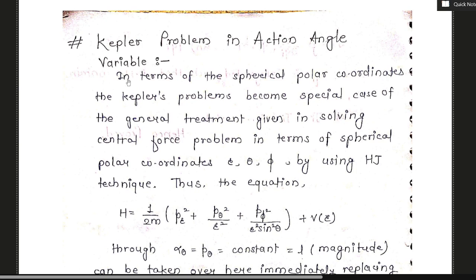In terms of the spherical polar coordinates, the Kepler's problem becomes a special case of the general treatment given in solving the central force problem in terms of the spherical polar coordinates r, theta and phi by using the Hamilton-Jacobi equation. Thus the equation is this.